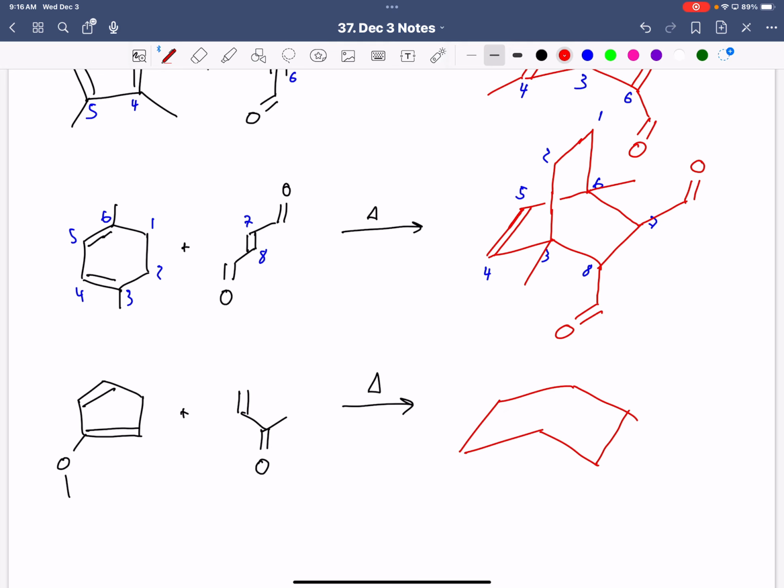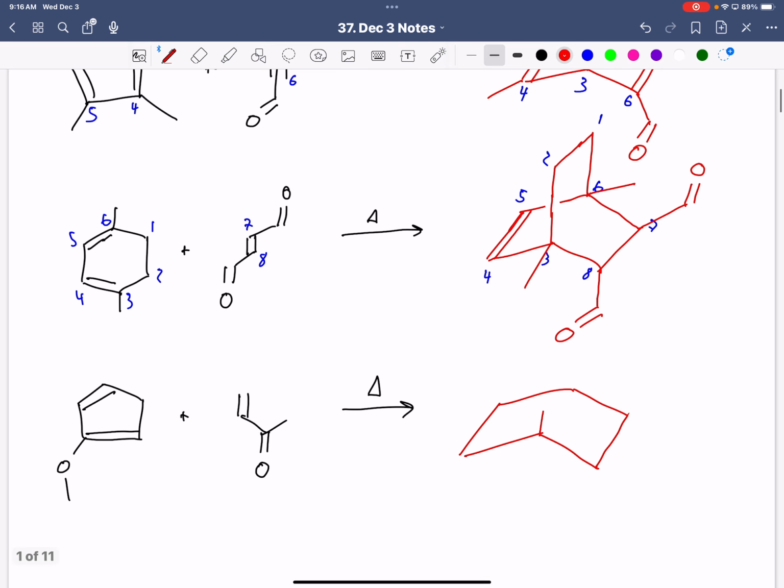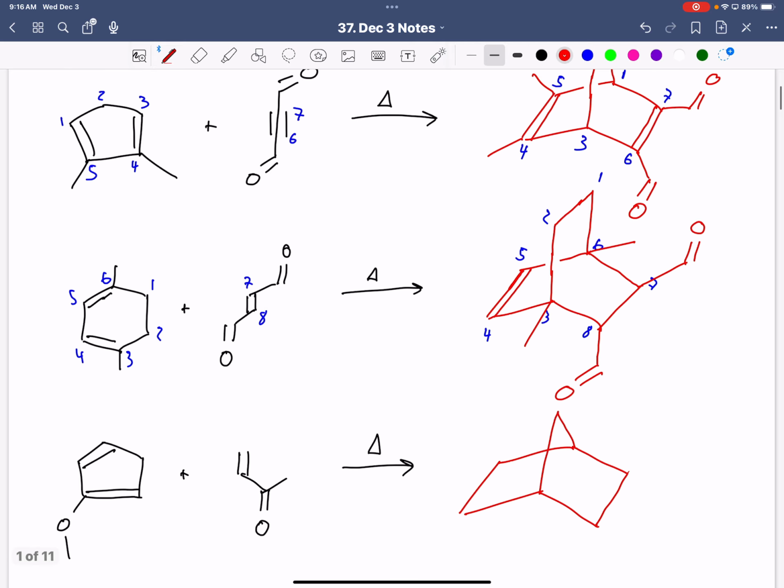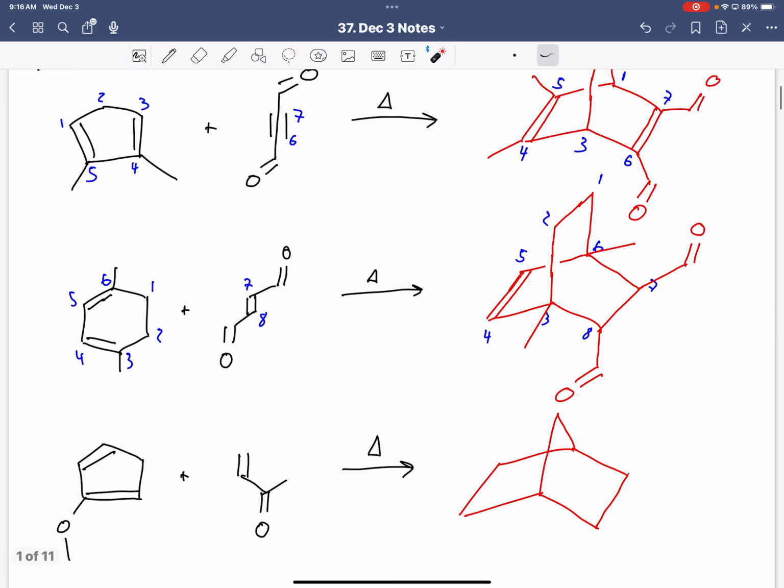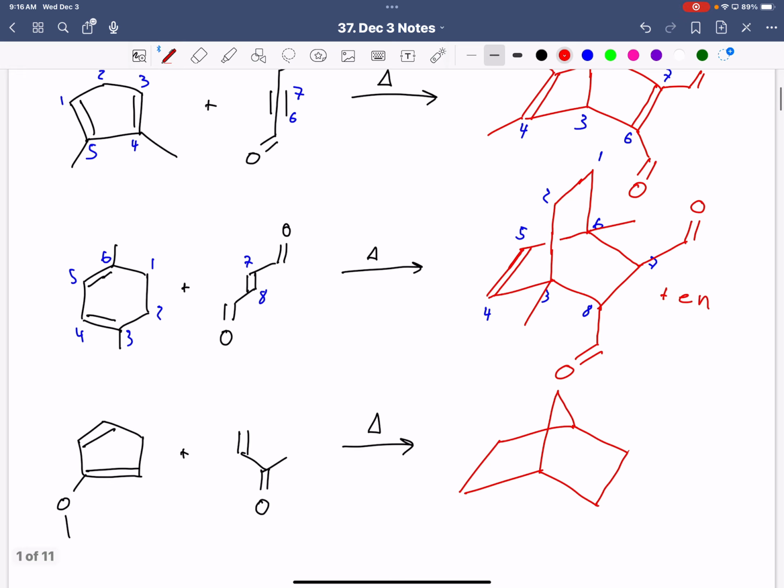Yeah. You have to say plus enantiomer. For this one, yeah, I guess you would get the enantiomer there too.